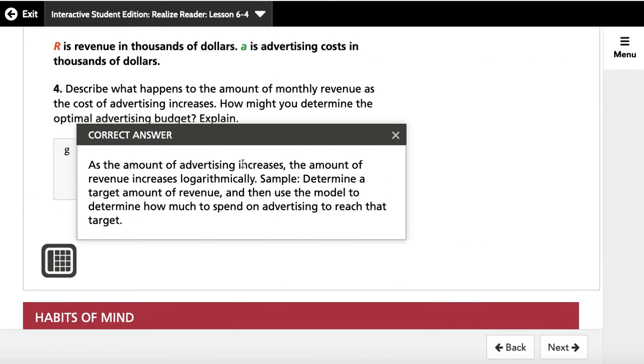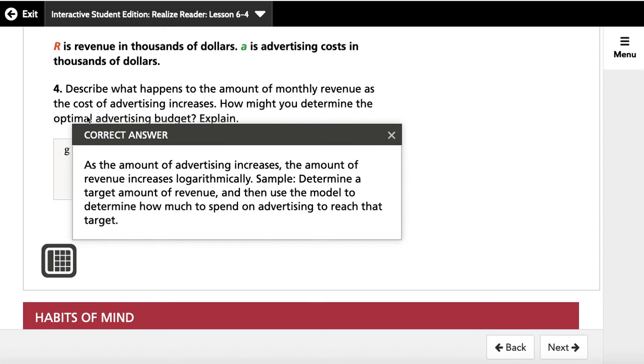As the amount of advertising increases, the amount of revenue increases logarithmically. Determine a target amount of revenue, then use the model to determine how much to spend. See, that's silly. They said optimal advertising budget, now they're saying determine a target amount of revenue. I guess if you're looking to make a certain amount of money, then you can find out what the optimal advertising budget is.